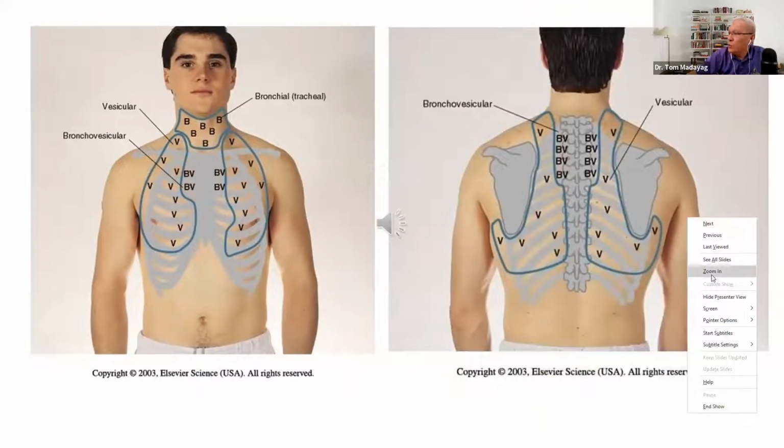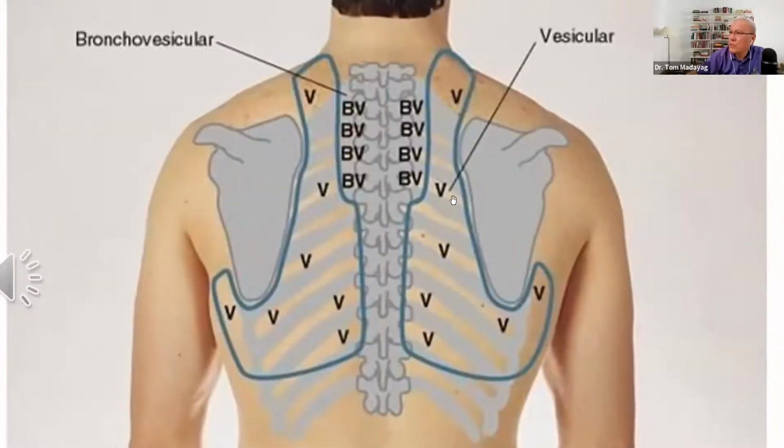Okay, so that is the anterior component of it. And when we go to the posterior, right over here, there's going to be no bronchial breath sounds that you will appreciate because these are all over bone.